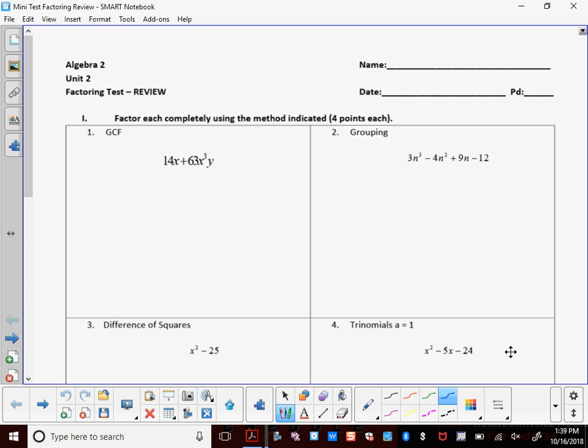Alright, so I gave you guys a huge hint here. For number one, we're looking for the GCF first. We look for the GCF, and then we factor as far as we can. I have 14 and 63 of my numbers. What's my GCF there? How'd you get 7?